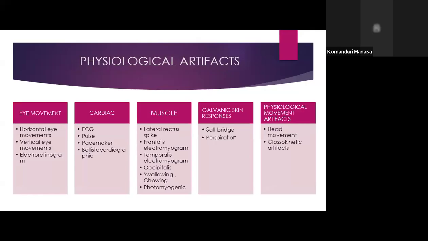Eye movement artifacts can be because of horizontal eye movements, vertical eye movements, or the electroretinogram. Cardiac artifacts will be because of ECG, pulse, a pacemaker, or ballistocardiographic artifact. The muscle or myogenic artifacts can be lateral rectus spike, frontalis, temporalis or occipitalis artifact, swallowing, chewing, and photomyogenic artifact. Galvanic skin responses can cause a salt bridge, and perspiration also. Physiological movement includes head movement or a glossokinetic artifact because of tongue movement.